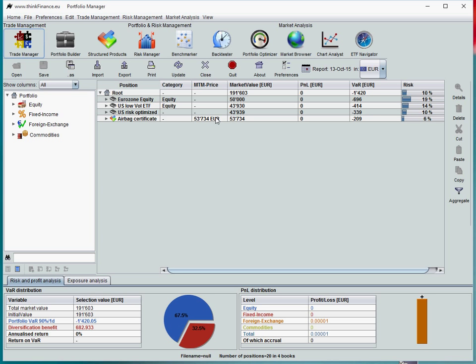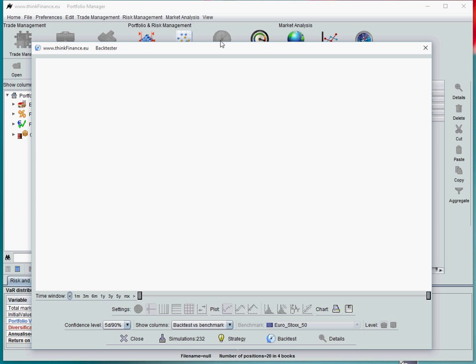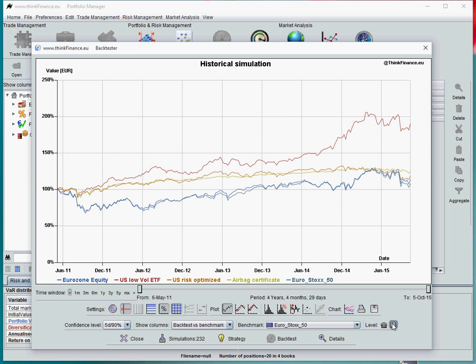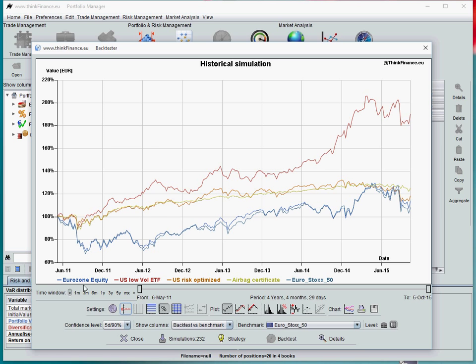Another thing to look at is, of course, a backtest of these three different investment proposals. So let's open the backtester, and all I have to do is to click on the backtesting button. And again, this is the backtest of the entire portfolio. But what I'm interested in is the book-by-book comparison, which I get by clicking on here. So here I see the backtest of the Eurozone equity compared to US low vol, US risk optimized, the airbag certificate, and a standard benchmark.